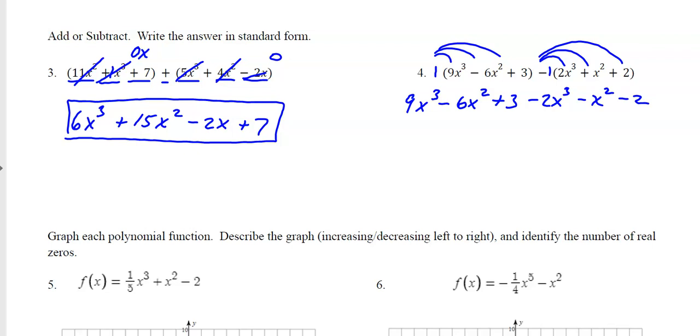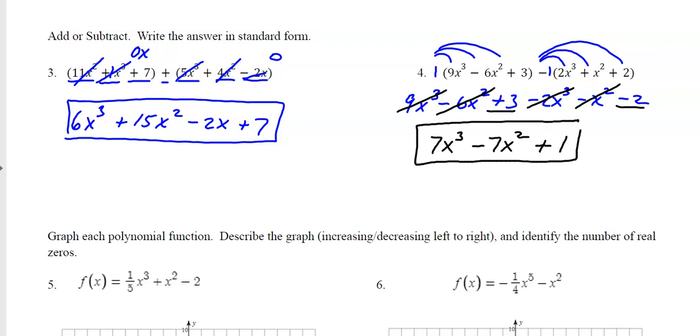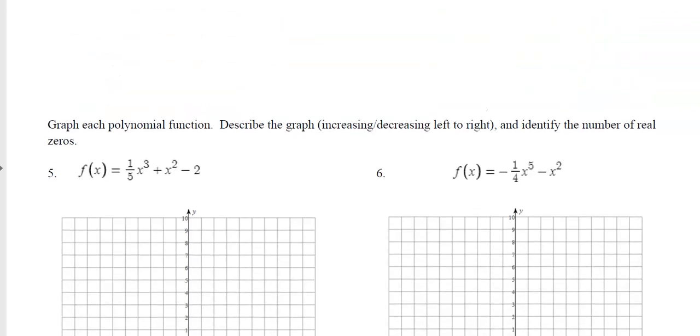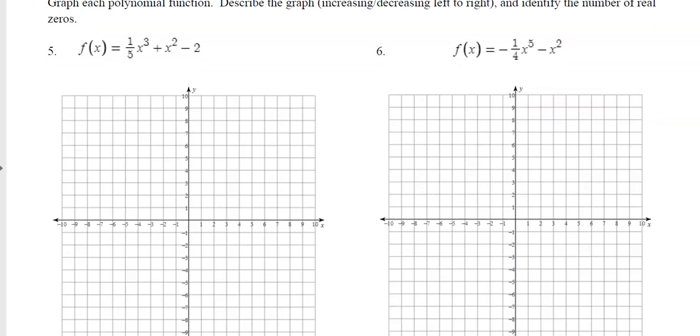Now I'm going to gather up my like terms. So when I do my x cubes, I have 9 of them, and negative 2 of them makes 7. X squareds, I have a negative 6 and a negative 1, which is going to give me negative 7. I don't have any x's to worry about, but I do have a positive 3 and a negative 2, which is going to be a positive 1. So be really careful. The SAT loves the subtraction of polynomials and getting people forgetting that distributing part.